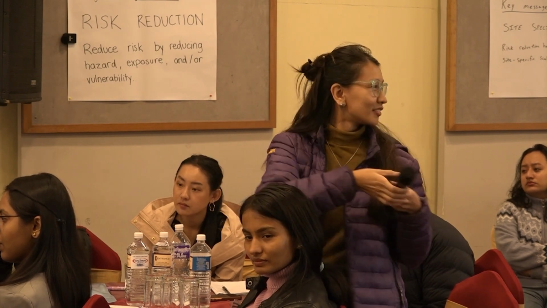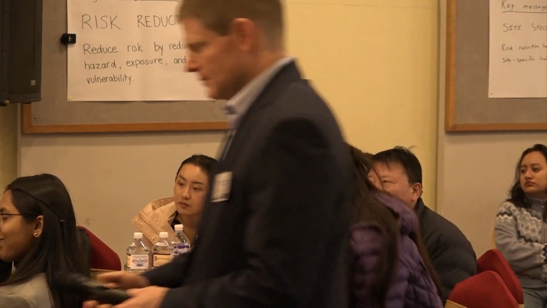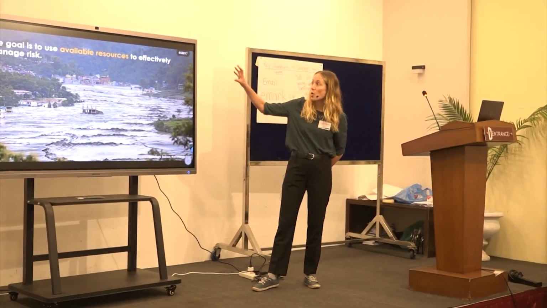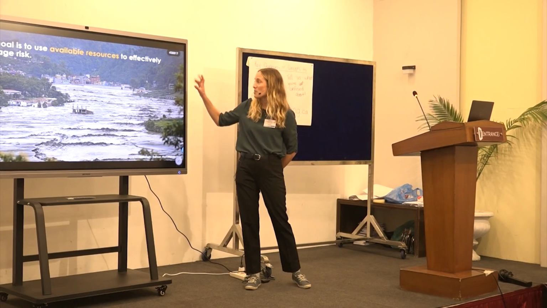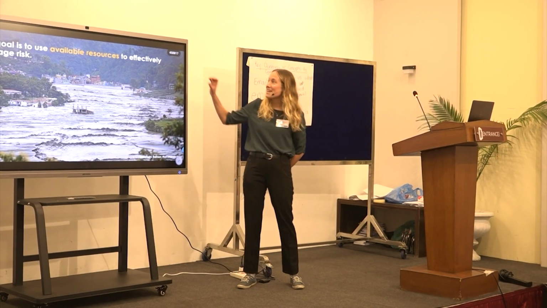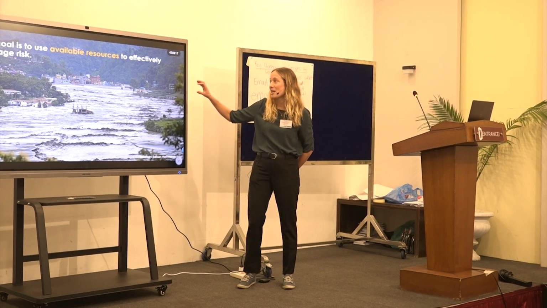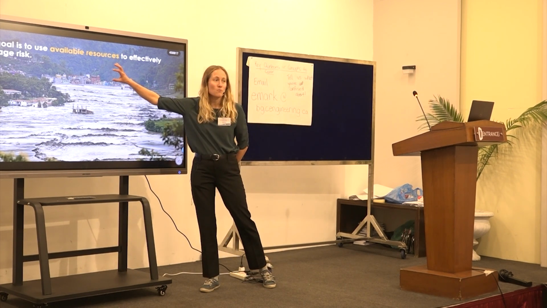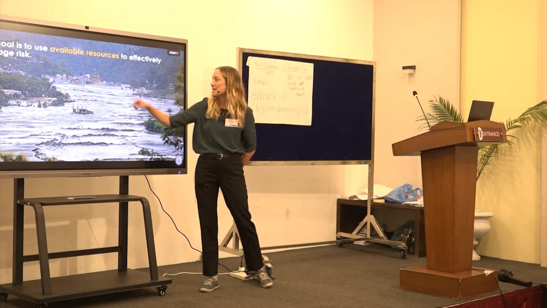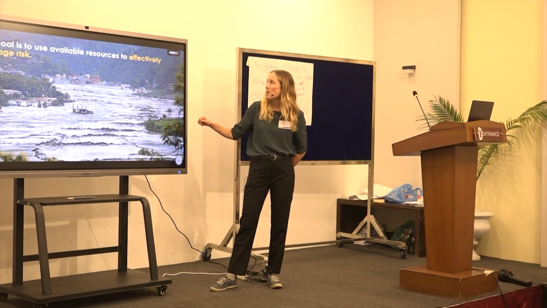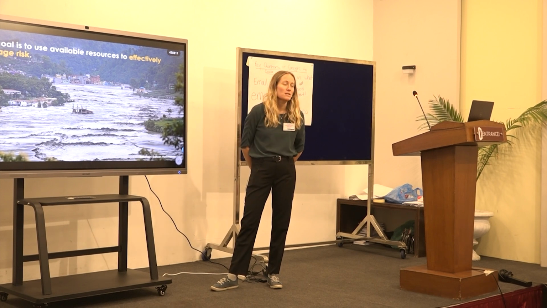Excellent. I'm hearing a lot about awareness. So the goal is to use available resources to effectively manage risk. The next piece of this statement that's potentially more challenging is, now that we have some sense of what available resources there might be, I'm curious to hear from everybody what effective risk management for a community looks like.